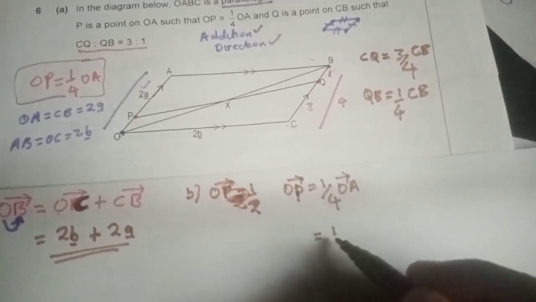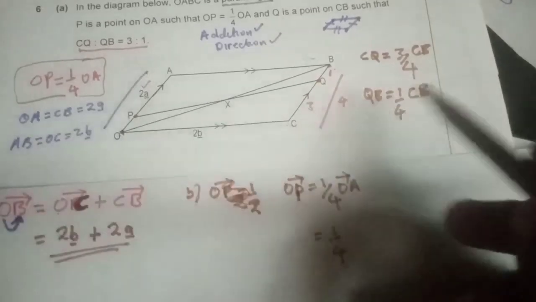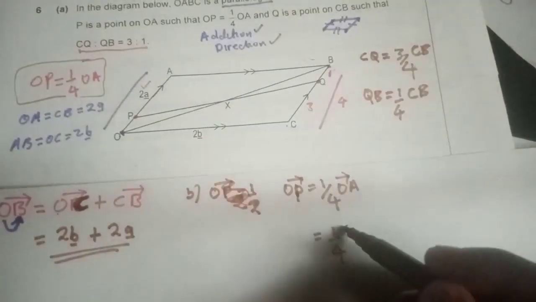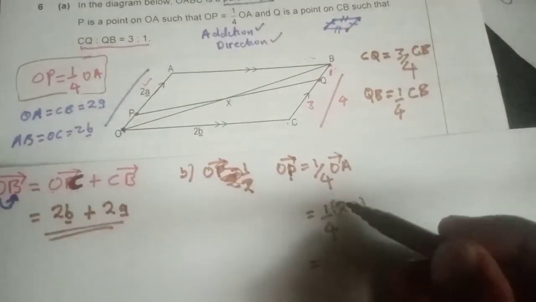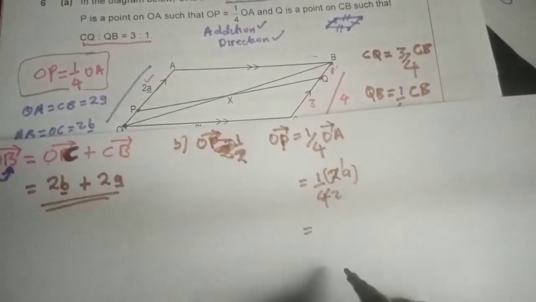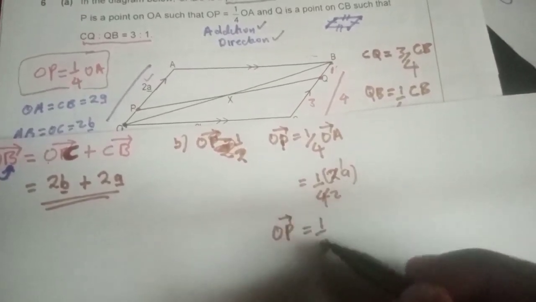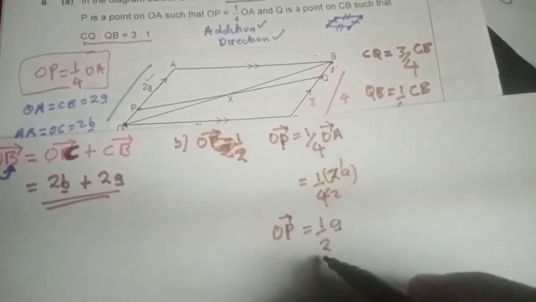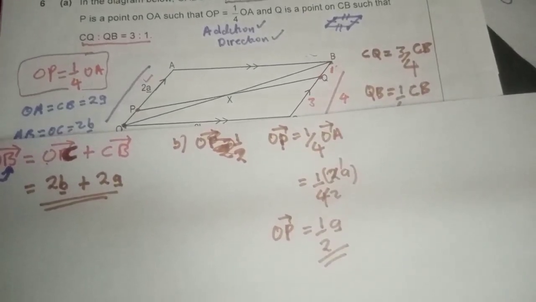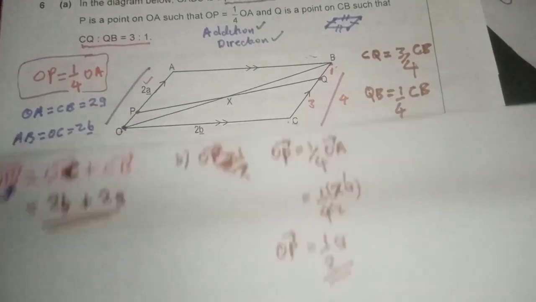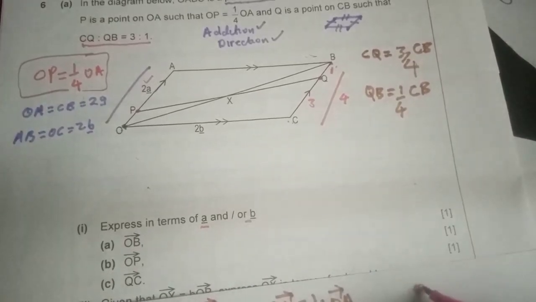So we're going to write 1/4. What is OA? We're told here OA is 2a, so we're just going to put 2a here. Now you can simplify this: 2 there 1, 2 there 2, so OP is simply equal to half vector A. So that is OP. As simple as that.